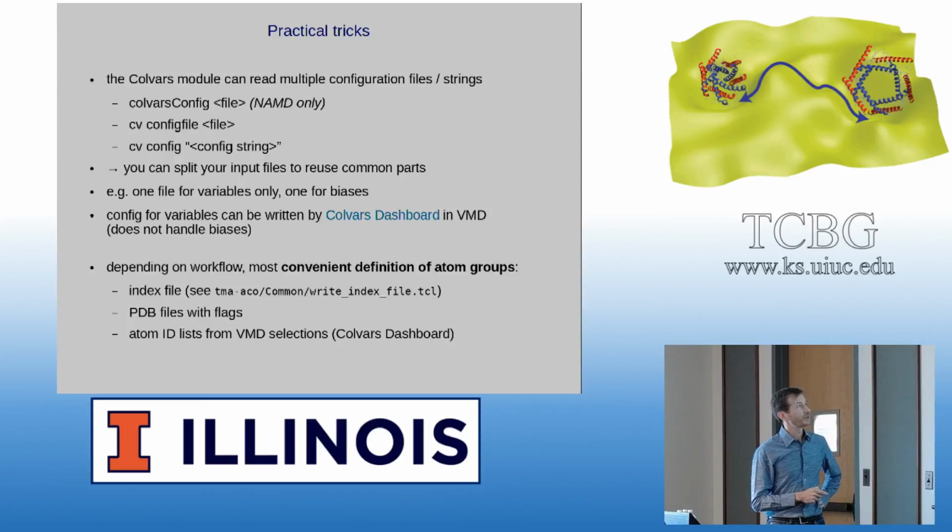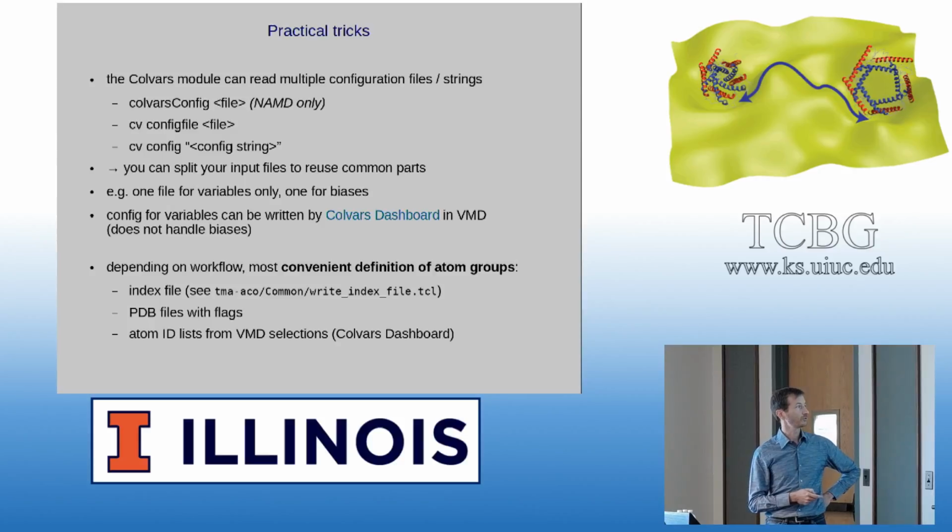And that also means that you can split your input files in different pieces. You could have one file for every single variable, and so depending on the calculations, you can use different sets of variables. And the other thing is the config. As we just saw, the config file for those variables can be written by the Colvars dashboard, although you have to be careful that it does not handle biases. It will not write the config for biases or anything else that really restricts the variables. So that has to be in a separate file.